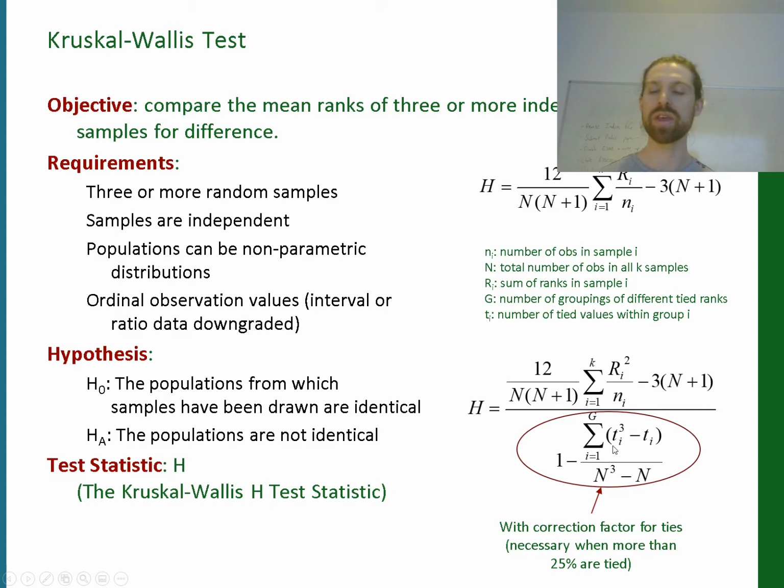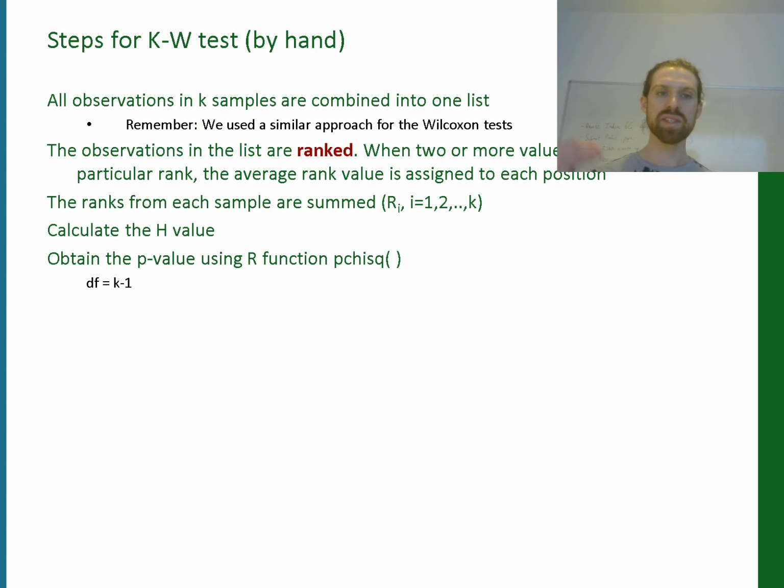The important thing about these equations is that you just break them down into steps and you address them really easily, doing one little bit at a time, and then that's kind of the nice way to address this. So what are the steps for actually carrying out the Kruskal-Wallis test by hand?